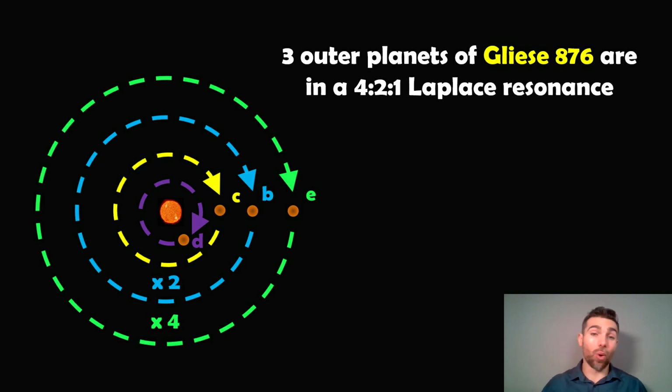And the bigger ones typically get discovered first because they're easier to see. So it doesn't necessarily mean that it's from the position in their orbit around the actual star. So that's another example of a Laplace resonance around an exoplanet system.